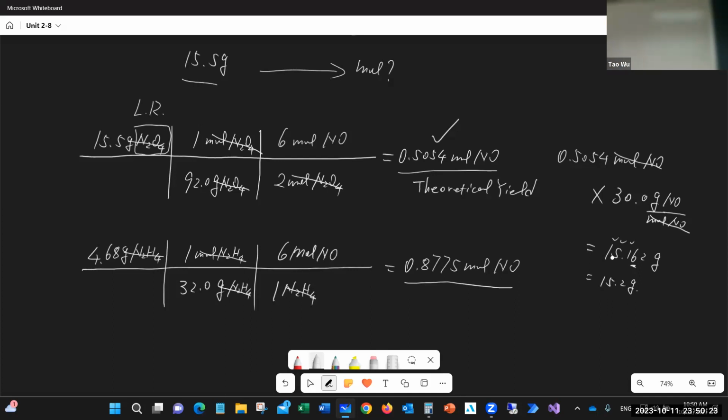We determine, okay, if we use up the first reagent, what is the product that can be produced? If we use up the second reagent, what is the product that can be produced? Okay, and then we'll compare those two products, choose the smaller one, and then we go back to figure out which one is the limiting reagent, and that's it. That makes sense, right? So is this way easier than the way in the video, right? What do you think?